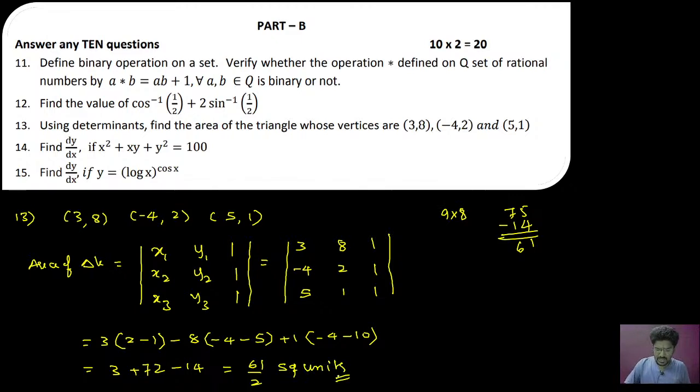Quickly tell me how many of you have understood this very simple problem. You have to find the area of the triangle using the 3 vertices 3 comma 8, minus 4 comma 2, 5 comma 1. By using the formula of determinants, you can solve it, and that will be 61 by 2. So 61 by 2 square units is the correct answer. Quickly, thumbs up and smiles, show positiveness if you are following the problem.